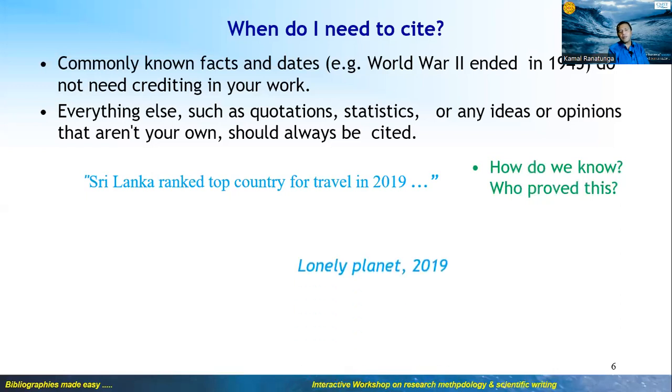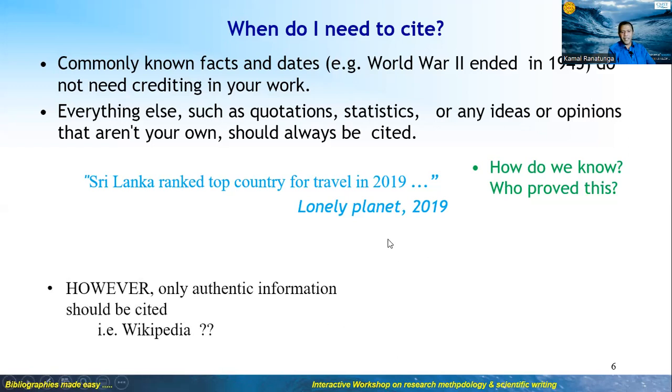And how do you know who said this? This statement comes from Lonely Planet, a website that does a lot of reviews. I mean, anyone can do reviews on any hotels or destination. So it's not very scholarly, but it is a somewhat credible source. So this is where you have to provide the citation, right?